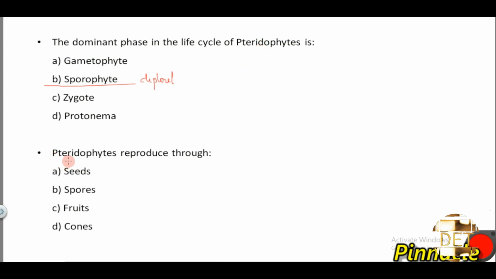The last question we have here is, do pteridophytes reproduce through seeds? No, because they are seedless plants. Pteridophytes do not produce seeds. They reproduce by spores. So this is our answer. By fruits? No, they are seedless and so they cannot produce fruits. Cones? No, they are seedless and so their seeds cannot be found inside a cone. So our answer is that they reproduce through spores.